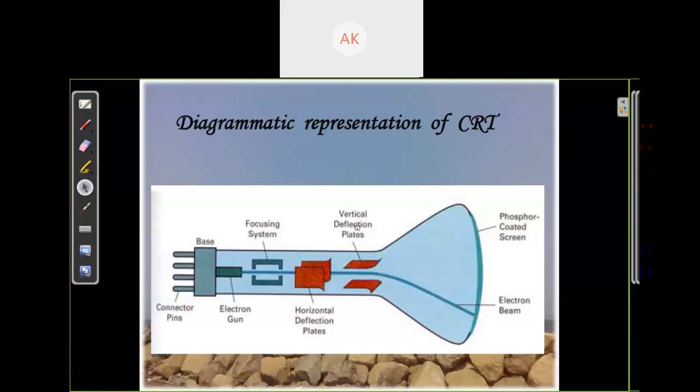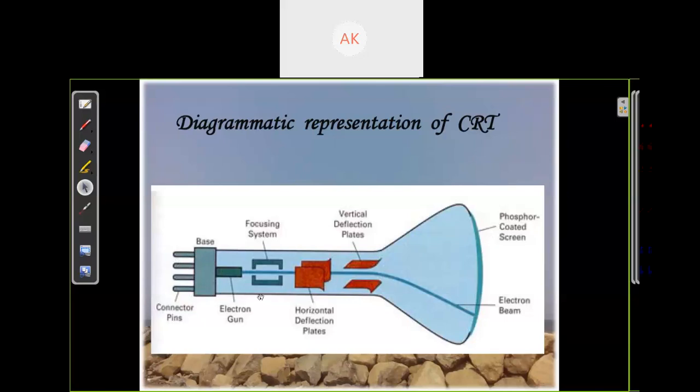So the first component of this CRT is the electron gun. This electron gun has two components: first, a heated metal cathode, and second, a control grid. When heat is supplied to this cathode, how can we heat this cathode? By passing some current. When we pass current through this cathode, the electrons on the surface of the cathode are boiled off, in the vacuum. The CRT is completely vacuum.